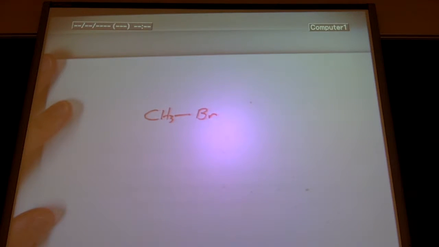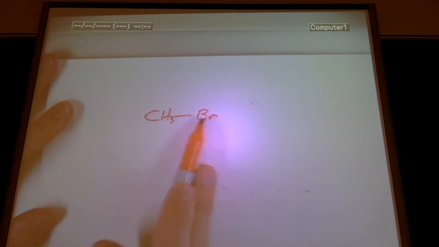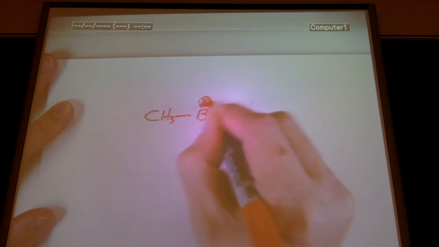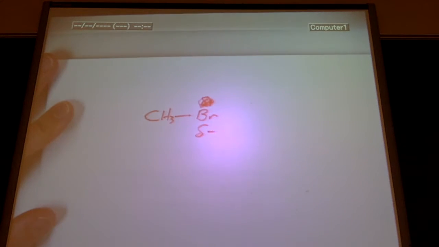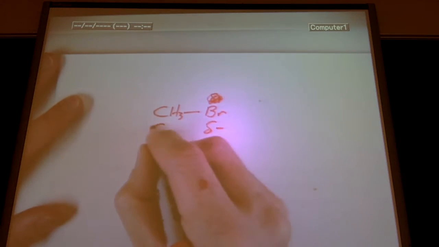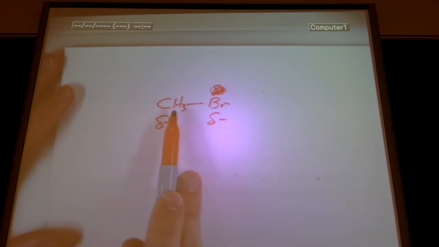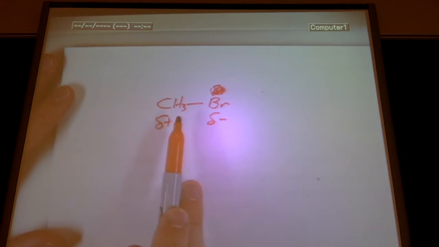So, if you have an alkyl halide, you have a halogen attached to a carbon, with a polar covalent bond. Bromine's more electronegative, so it pulls electrons towards it. That means it has a partial negative charge, giving that carbon a partial positive charge. And so that's what's meant by alkyl halides are electrophilic.